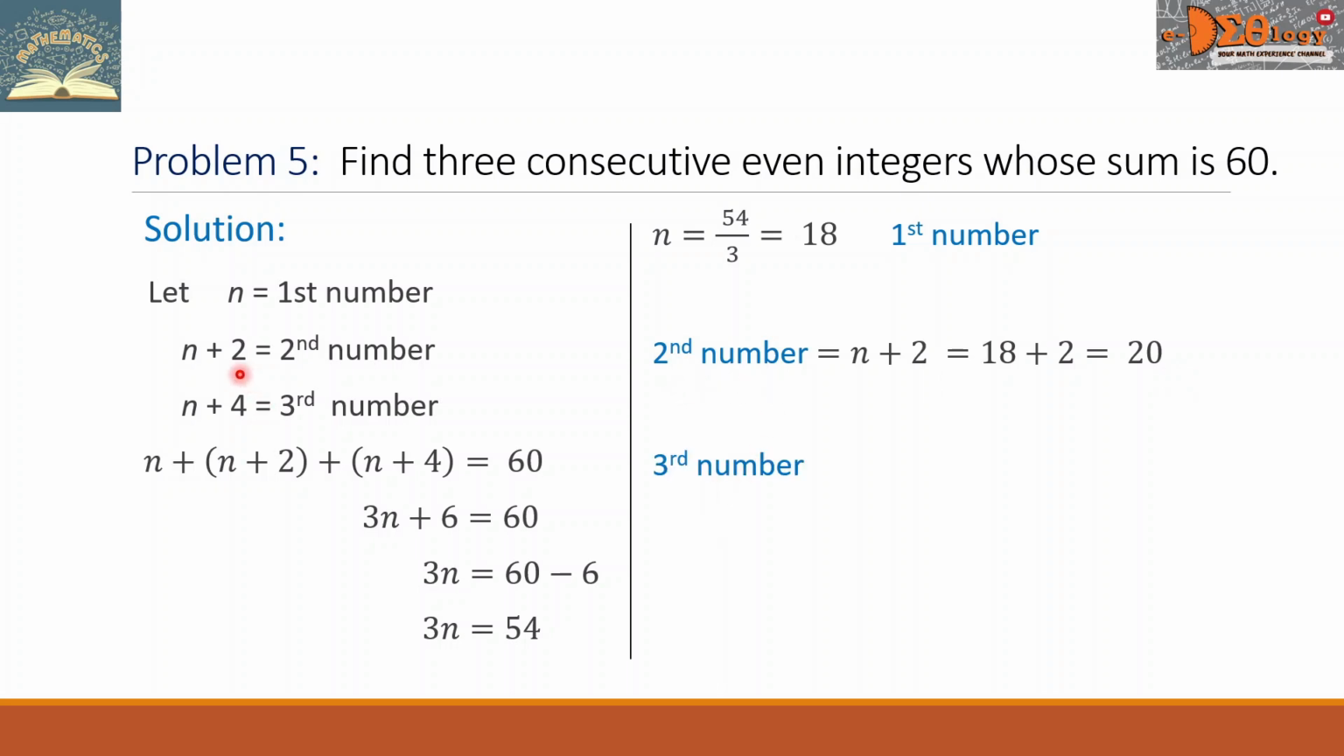For the third number, this is our formula also, n plus 4. We substitute this 18 to this n, so we have 18 plus 4 equals 22. Here we have the three numbers, 18, 20, 22. We can see that these three numbers are consecutive and even. Now, let us check if the sum for the three numbers is 60. So 18 plus 20 plus 22, the total is 60. Indeed, the answer for this problem are these three numbers, 18, 20, and 22.